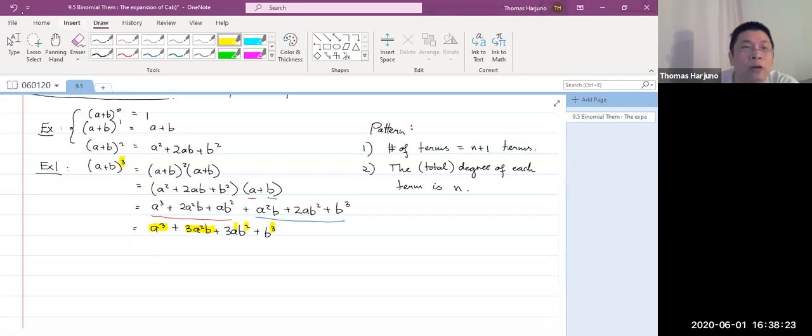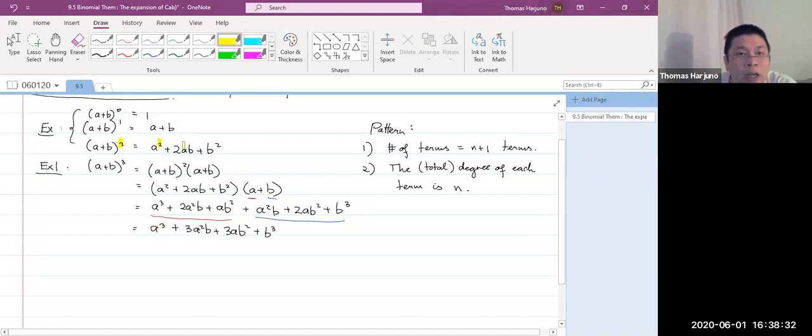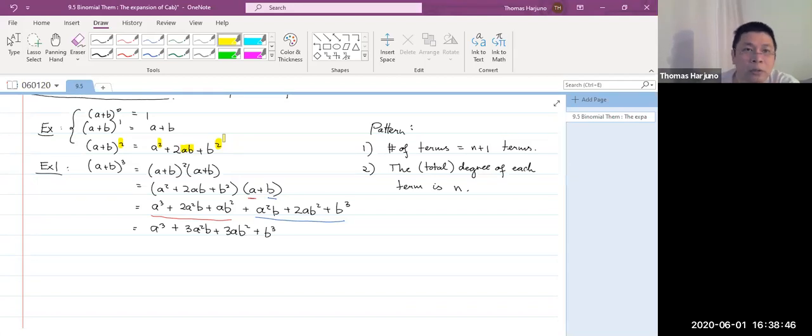For a plus b squared, for example, the first term is a squared. The second term is ab, which has degree 2 if we combine them, right? And then b squared. So if n equals 2, then the total degree for each term, I'm supposed to just say the degree for each term, but to emphasize, the total degree for each term is n.